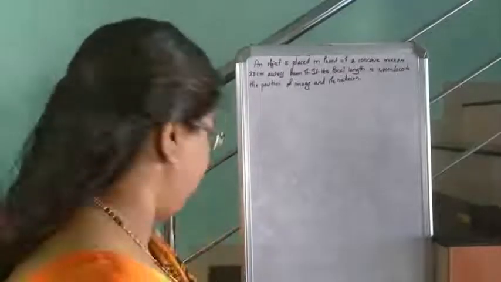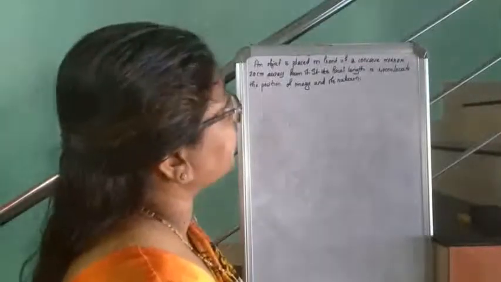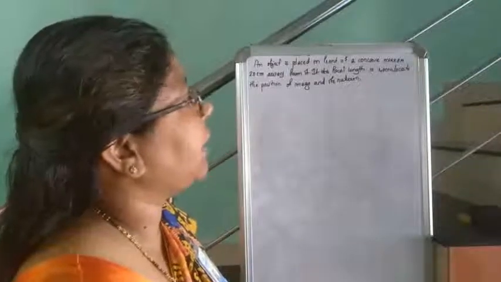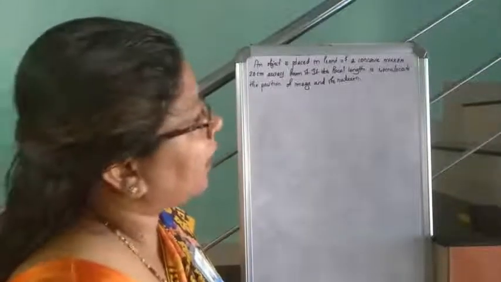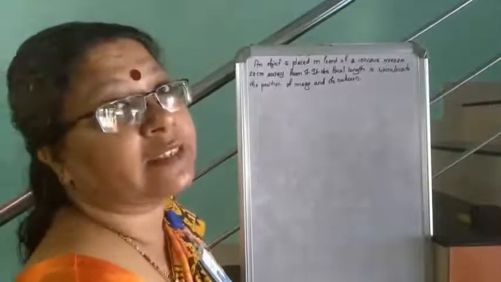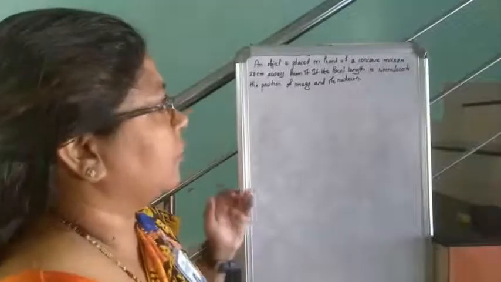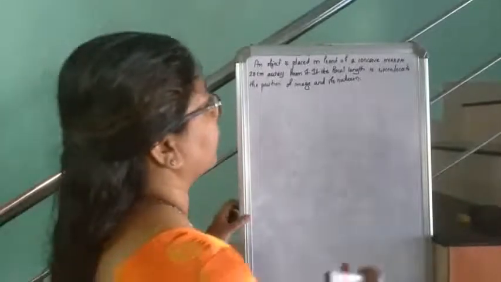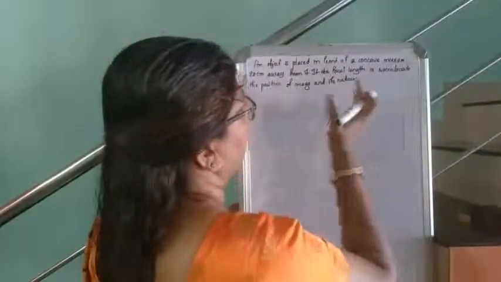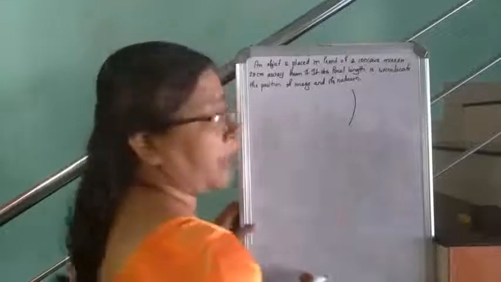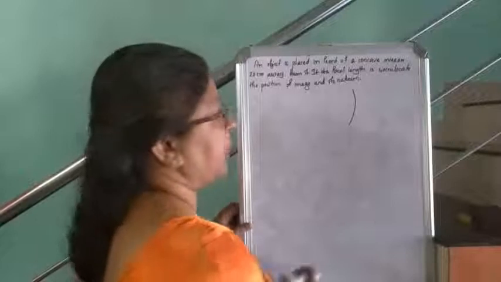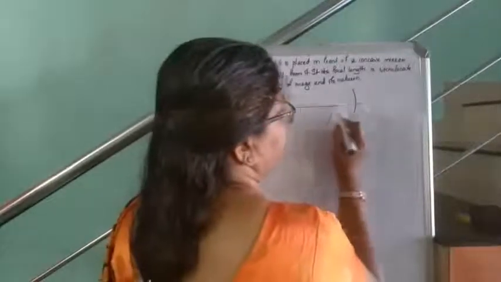So the next problem is, an object is placed in front of a concave mirror 20 centimeter away from it. If the focal length is 40 centimeter, locate the position of image and its nature. While looking at the problem, something should strike your mind. That is, focal length is 40 and the object is kept at 20. So the object is kept between F and P. So where will the image be formed? Let's see.